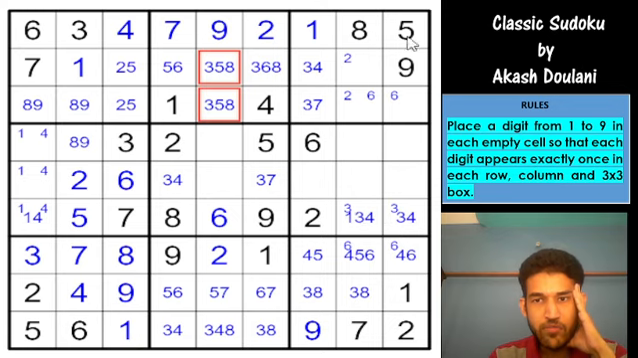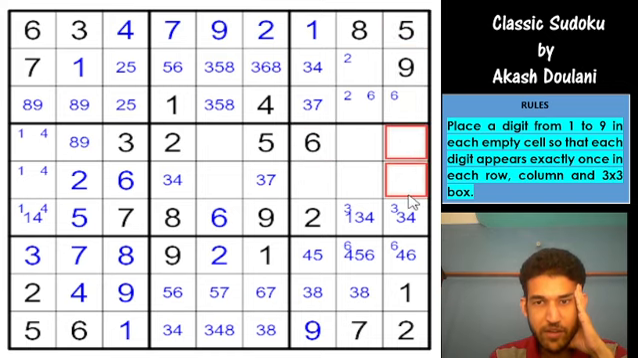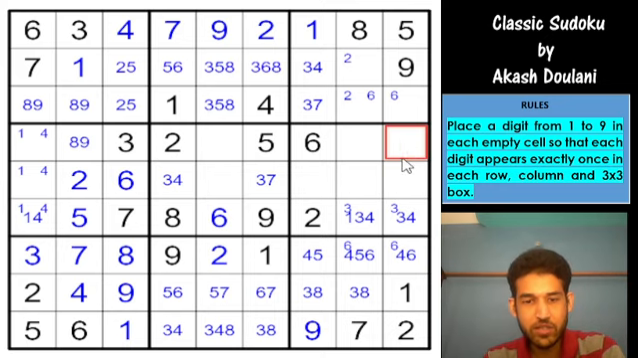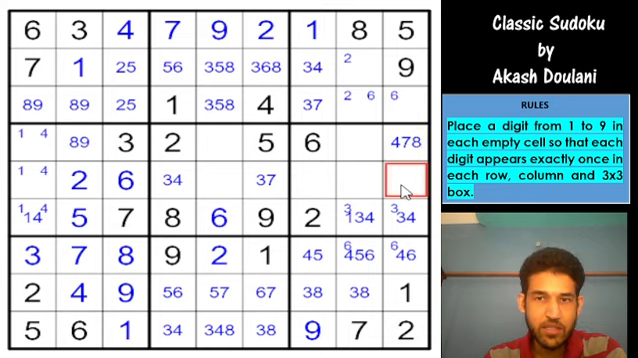So if I look at this column, I have 1, 2, 5, 9 and 6, right? So which means these two cells must be 3, 4, 7, 8, right? Okay, so you can't have a 3 here, so this is a 4, 7, 8. This is a 3, 4, 7, 8.